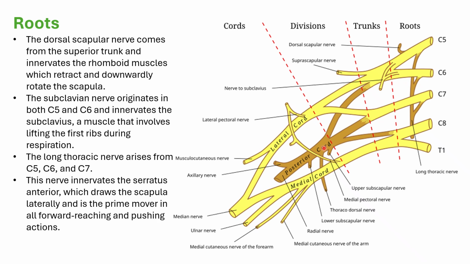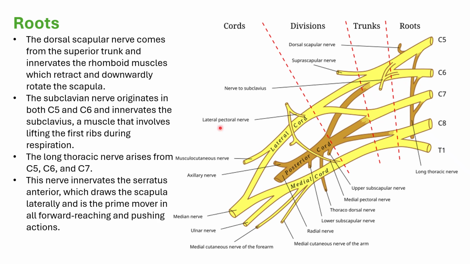This is lateral cord. This is posterior cord in the back, and this is the medial cord in the middle, okay? Here, this is the upper subscapular nerve. This is the medial pectoral nerve, all right? These are thoracodorsal nerve. This happens to be the lower subscapular nerve. This happens to be in the middle. That is radial nerve, okay?